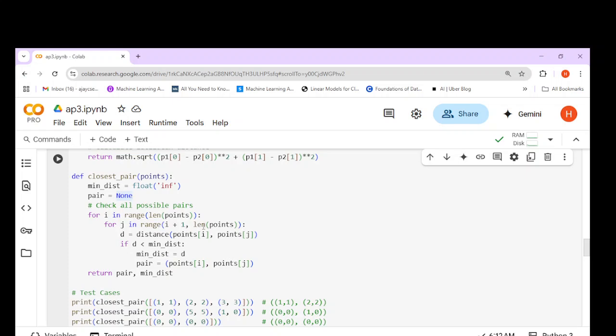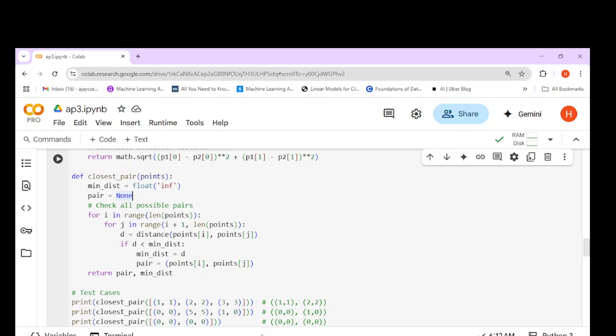I check with the next element and the next element, and here I check the distance. If I find the distance is less than the minimum distance, I reset it. So like this I'm checking 1 with 2, 1 with 3. Then I'm checking 2 with 3. So like this I keep on checking how many ever points are there. I repeat, so I check 1 with 2 and then 1 with 3. Now the distance between 3 and 1 is again going to be same.